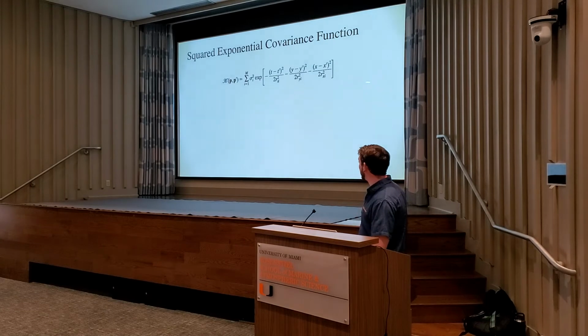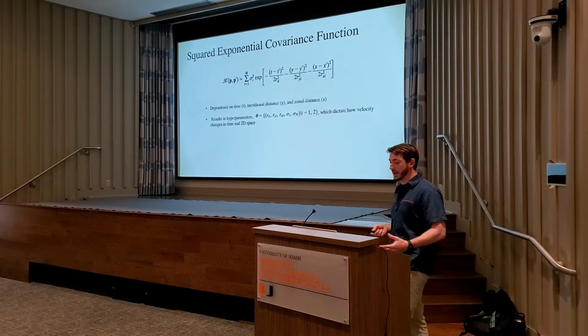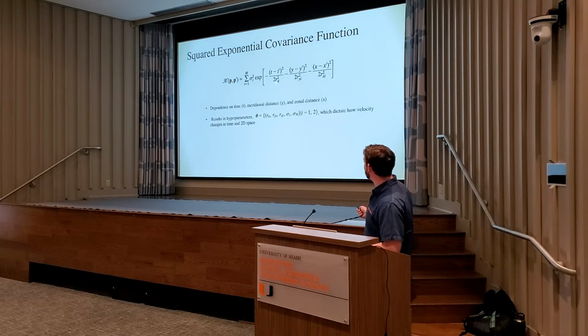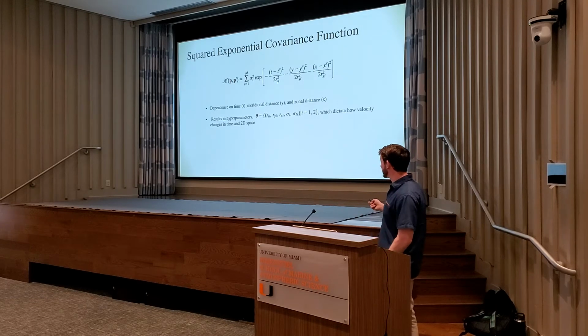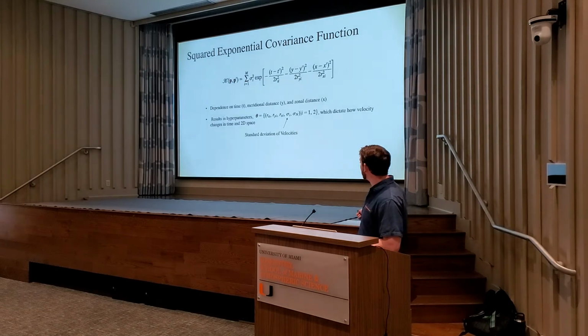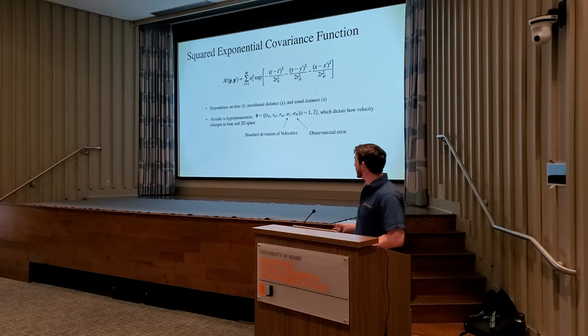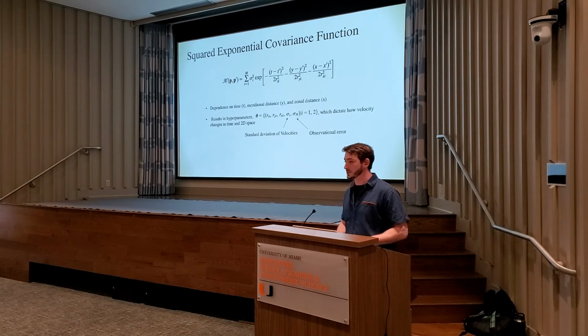So let's dig into our squared exponential covariance function. Dependence on time, x and y, meridional and zonal distance. And then we have what are called hyperparameters: RT, RY, RX, sigma I, and sigma N. And these just dictate how the correlations are going to change over time, how they're going to change in the y direction, and how they're going to change in the x direction. And then we have these two sigmas. Sigma I is the standard deviation of all velocities, and sigma N is a bit of a tuning parameter that allows us to account for some observational error in the drifter data.